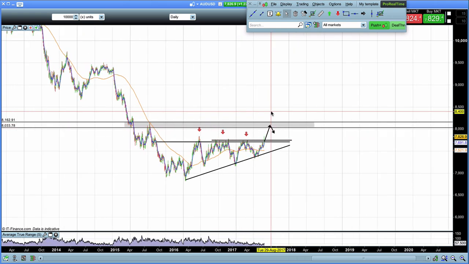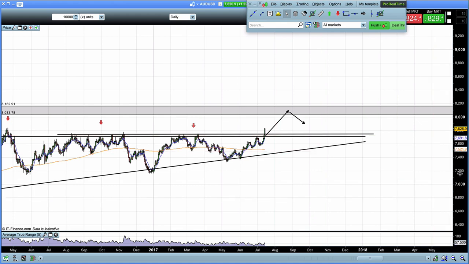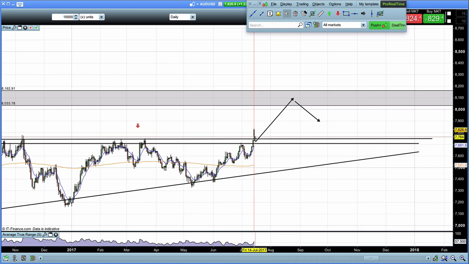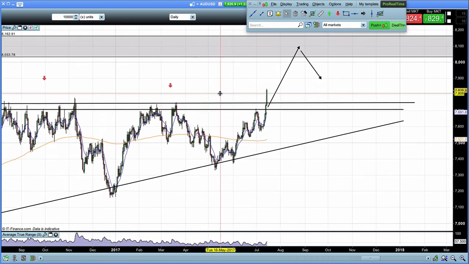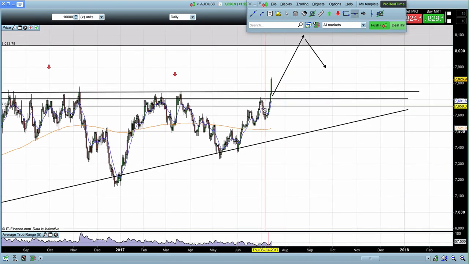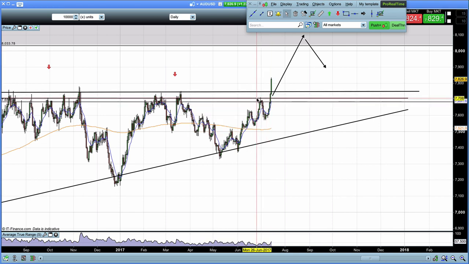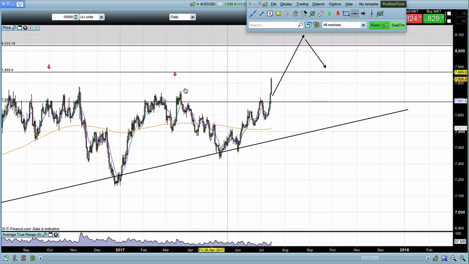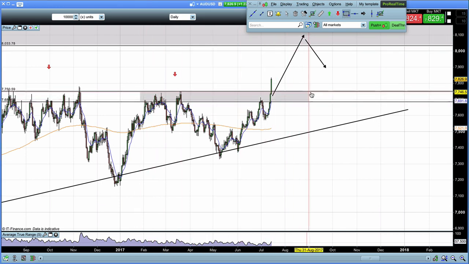it's likely we're going to see a test of this level. Now let me just zoom in. Okay, so at present we're sitting up above this section of price action. Really the key levels of support are, I can actually bring this down, around about 7,685, and I'll delete the segments, up toward 7,750. This whole area down here is key support.